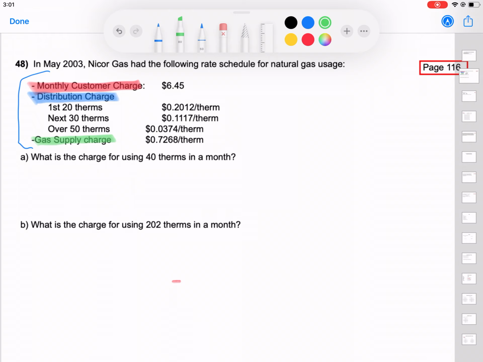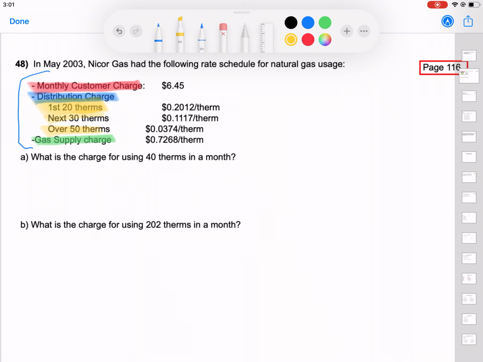So notice the monthly charge is always going to stay consistent. It doesn't matter how much you use or whatever, you're always going to pay $6.45. The distribution charge, what this is saying is for the first 20 therms you use, you'll go at this first rate. This next 30 therms, you'll have this other rate, and the over 50 therms, we'll have this last rate down here. Okay, so that's going to be important.